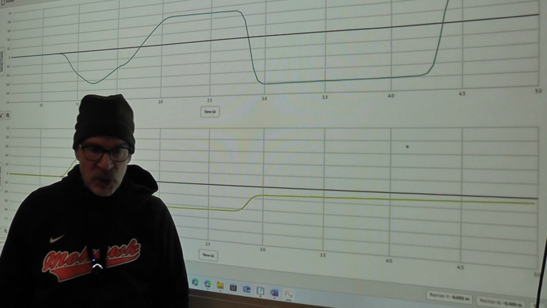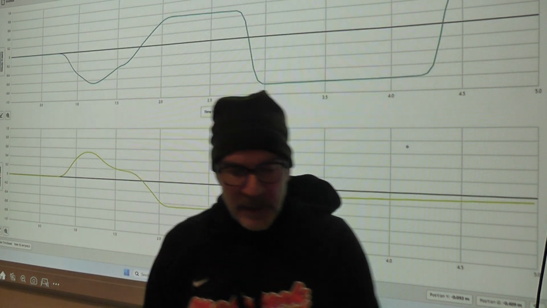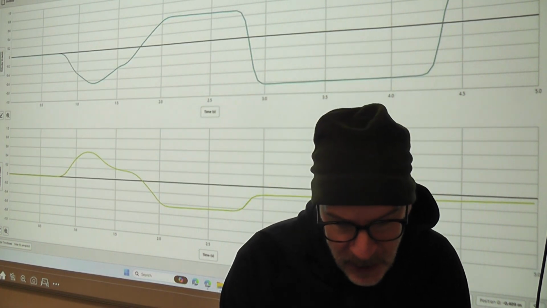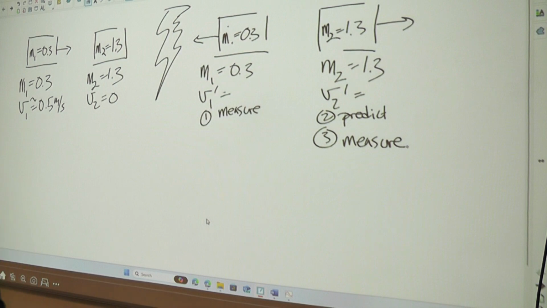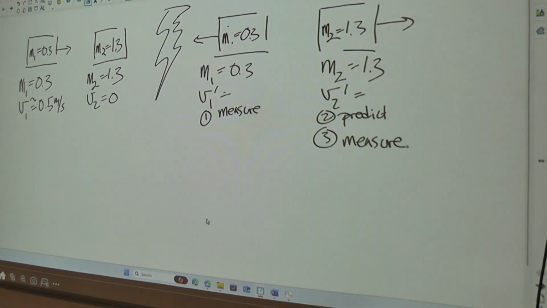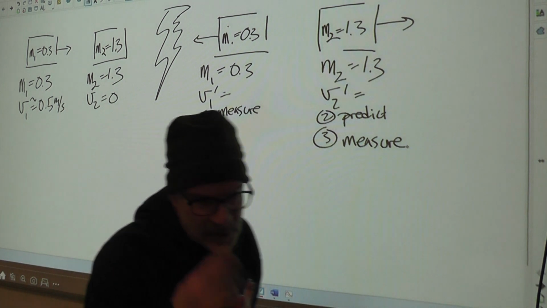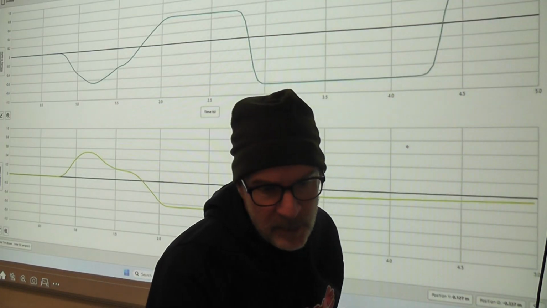Okay? So let's do it again, and this time, let's try to get our setup. Our setup ideally is the green cart moving at about 0.5 meters per second, so that's, I think, about that. The yellow cart is motionless, okay? So I'm going to put my yellow cart here, and I may need to do this a couple of times to get it right, but we'll see.